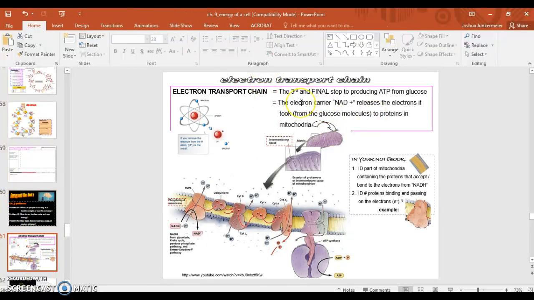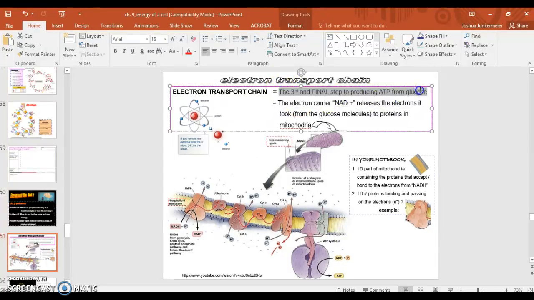All right, this is slide number 51, one of our last slides. This explains what the electron transport chain is. It's our first definition for electron transport chain, and it is the third and final step in making ATP. This process is responsible for making, as this little picture shows, 90% of all the ATP in your body. You have questions?